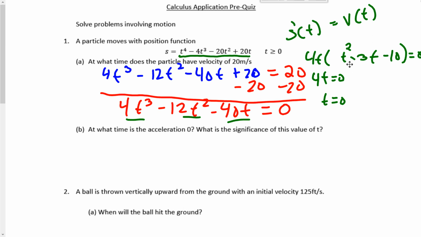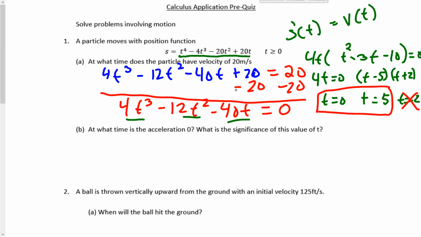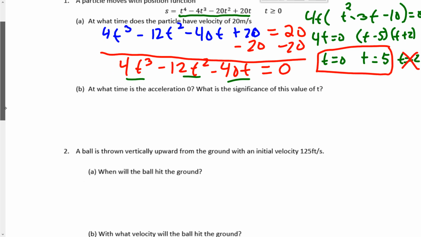And then we go ahead and factor this. So factors of 10 that subtract to 3: that's 2 and 5. So a negative 5 and a positive 2. Then set those equal to 0. So we get t equals 5, so at 5 seconds, and at negative 2 seconds, which doesn't make sense because time can't be negative. So we're going to cross that one out. Those are our two times that it reaches a velocity of 20. We could plug that back in and check, but I'm too lazy to do that right now.